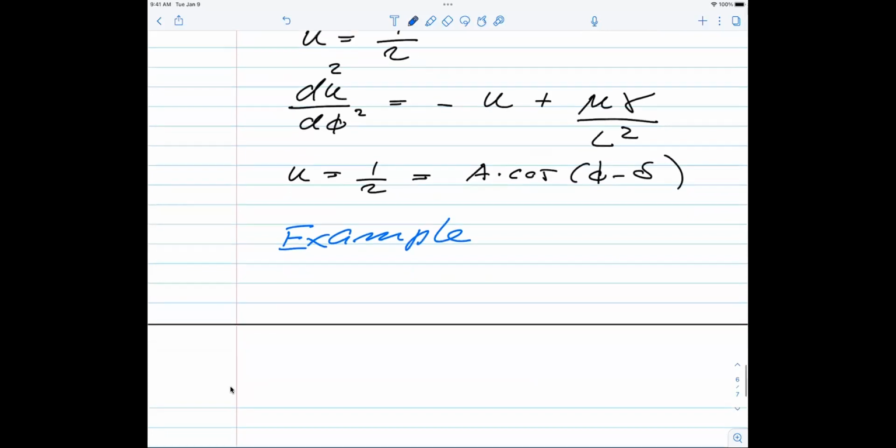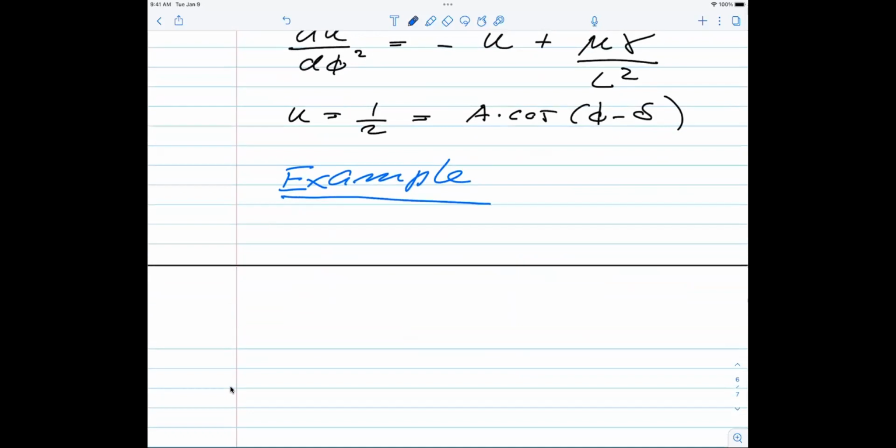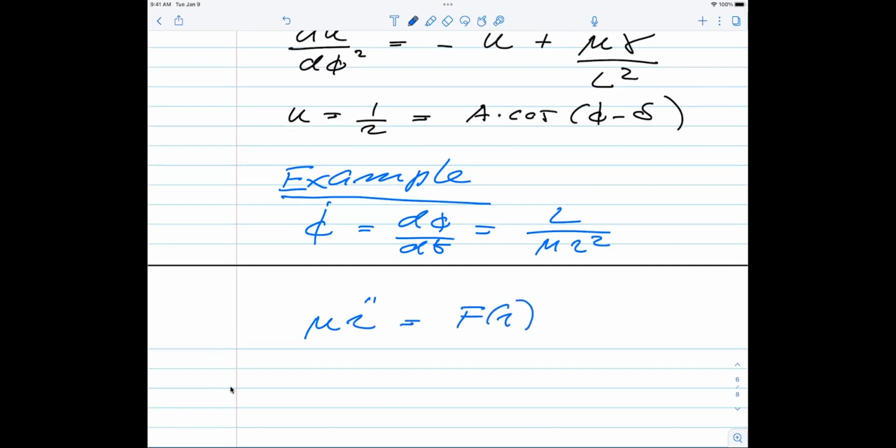So what we have now are the following equations which we found. We have an equation for phi, d phi dt, which is given by the constant L divided by mu r squared. So L is a constant of the motion. And in addition, we have mu times the second derivative of r, which is equal to f of r, which we will leave unspecified, plus L squared divided by mu r cubed. And now we're going to take the harmonic oscillator in 2 dimensions.